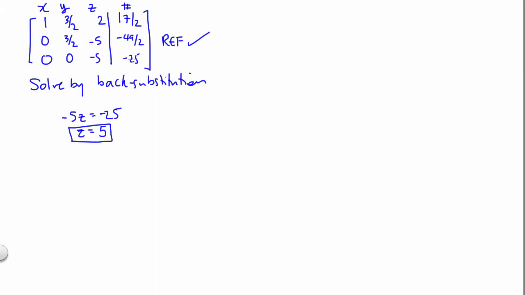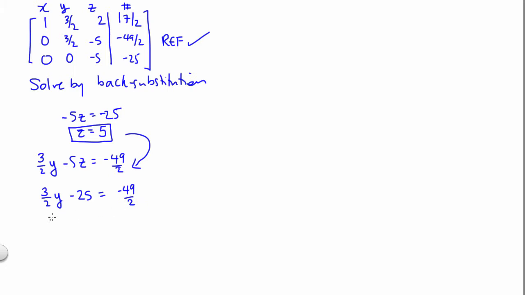Now we're going to slowly work our way up the matrix here. Looking at the second row, that says that 3 halves y minus 5z is equal to minus 49 halves. And we're going to take our known value, z equal 5, and plug that into this equation as well. So we'd have 3 halves y minus 25, because we're just plugging in the 5 here. So 3 halves y minus 25 is equal to minus 49 halves.